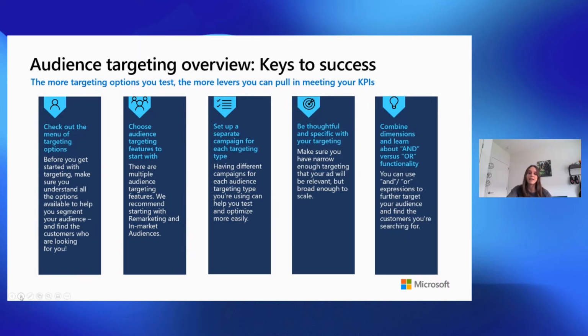So piggybacking off of being thoughtful and specific, you can layer on audience segments with AND or OR statements. OR statements are recommended because it's a broader approach and will get you more scale. But if you want to be more niche, you could do an AND statement as well.